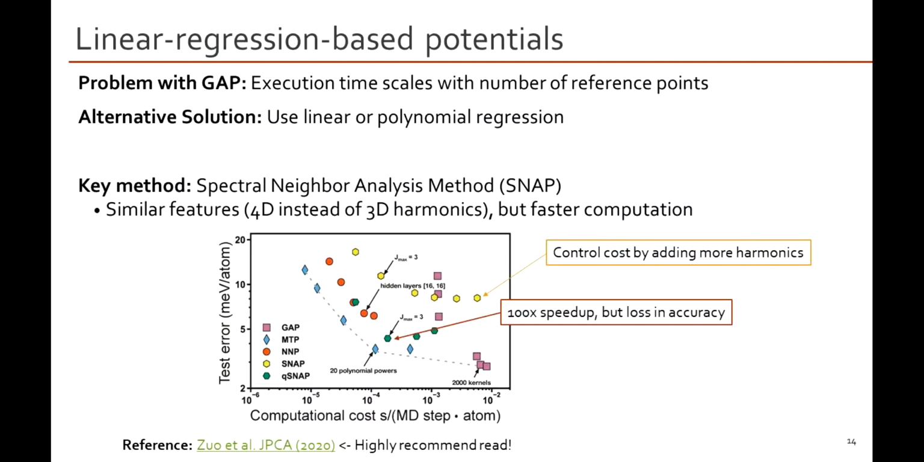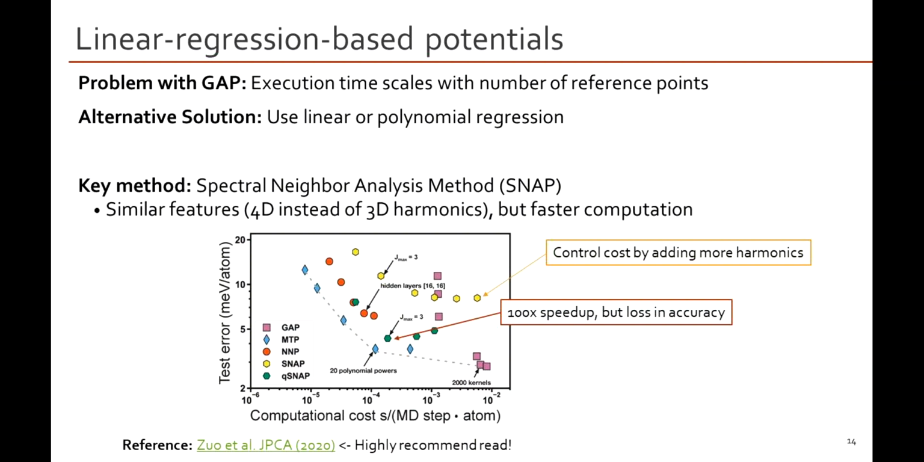Now, the final method we'll talk about today is the linear regression-based method of SNAP. So linear regression avoids one of the problems that we see with kernel models, and that is that my execution time scales linearly with the number of reference points that I pick. So rather, I can have models that avoid this complexity by using techniques like linear or polynomial regression. And one of the methods that implements this most neatly is called SNAP.